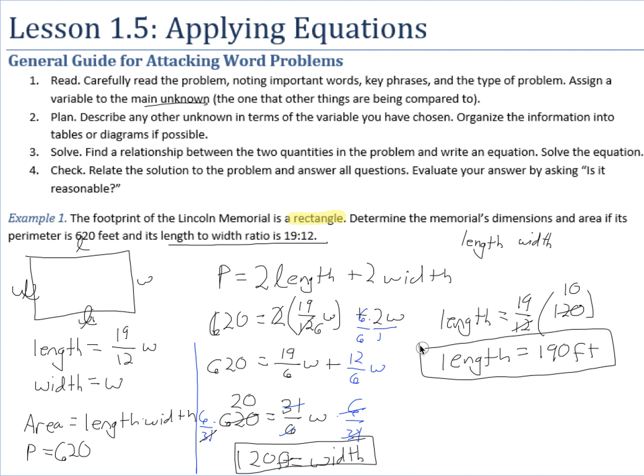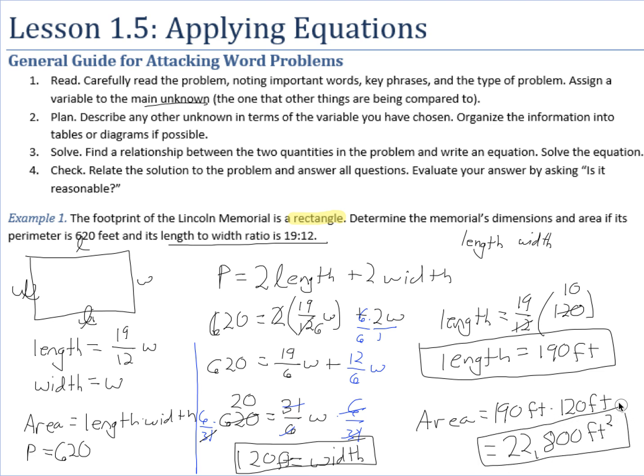That was the first thing it asked for, find the dimensions and the area. Well, we know area is length times width. So we can find that with the simple multiplication problem. We have area is length, which is 190 feet, times width, which is 120 feet. Multiply those two together, and you get 22,800 feet squared. And we answered each of the questions.